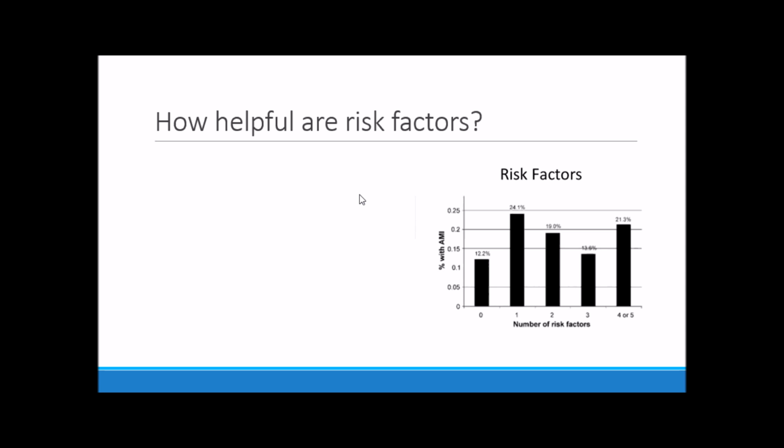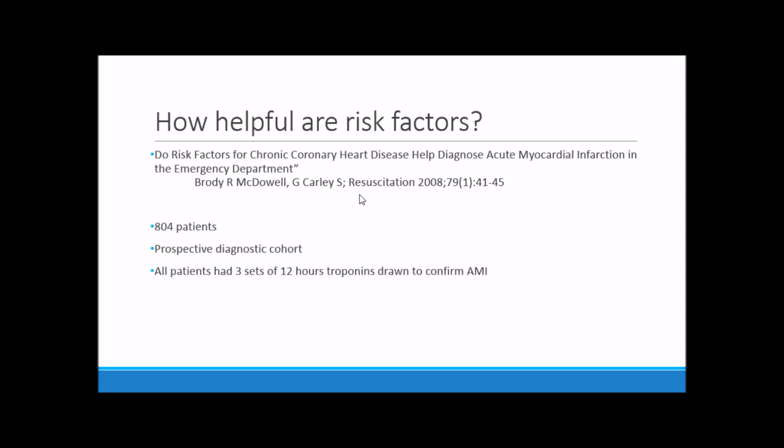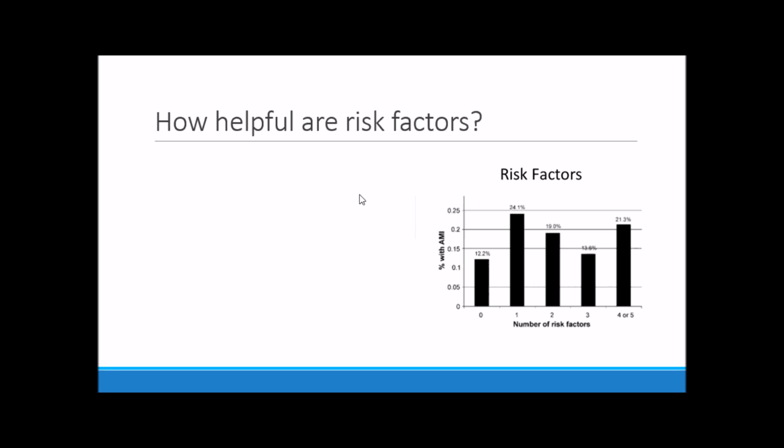There was a study done. Do risk factors for chronic coronary disease help diagnose acute MI? Okay, they looked at 804 patients. It was prospective. All patients had 3 sets of troponins drawn 12 hours apart. That is the graph. What does this graph tell you about how helpful risk factors are?